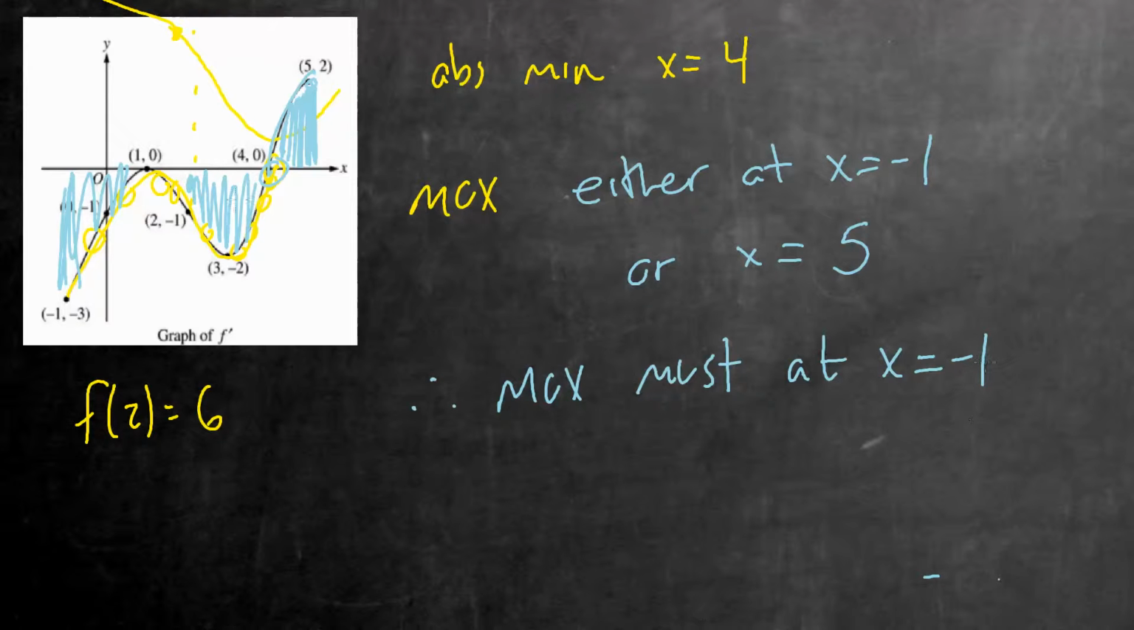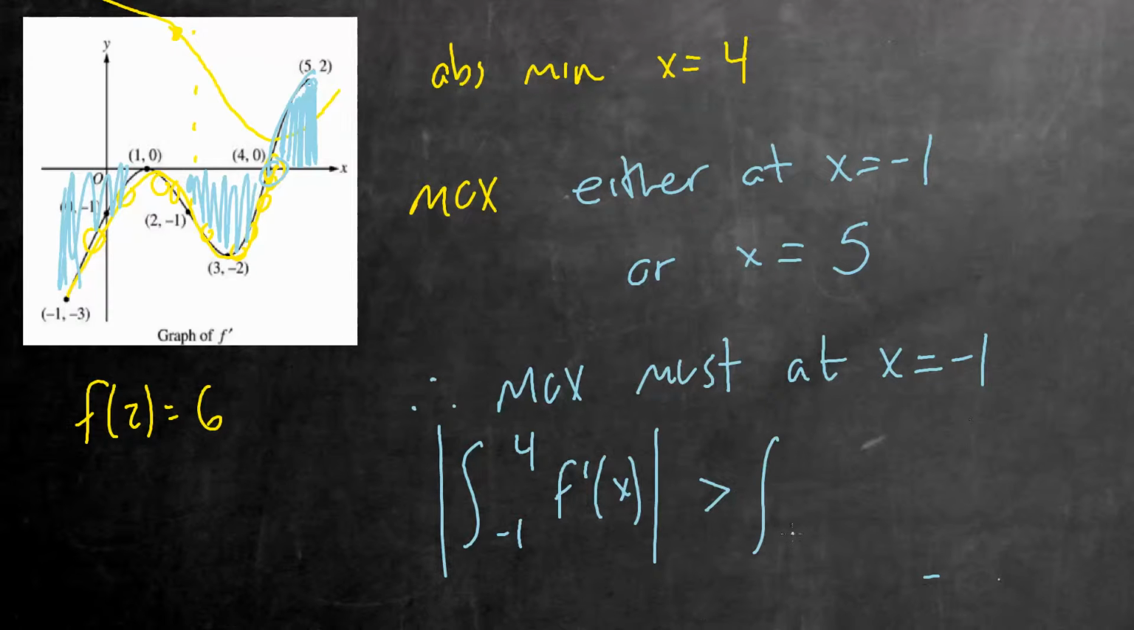Now your justification in here could be something to do with the integral from -1 to 4 of f prime. You know, that guy is much greater than the integral from 4 to 5 of the same function, which seems clearly obvious from our graph here.